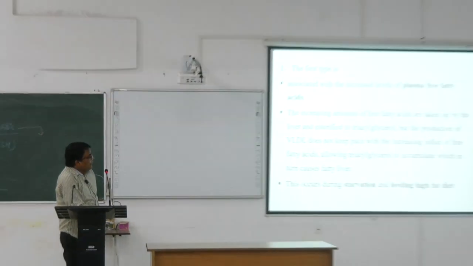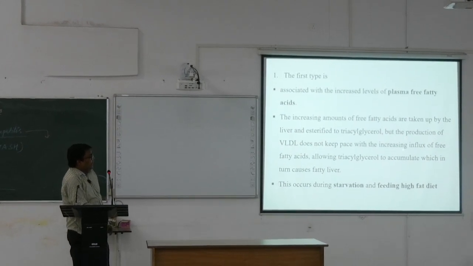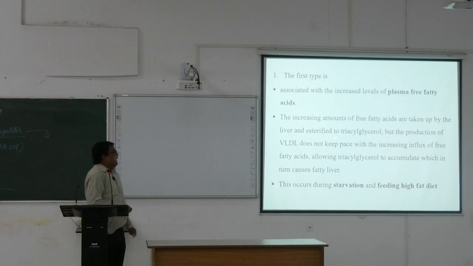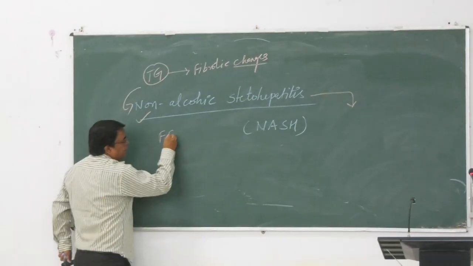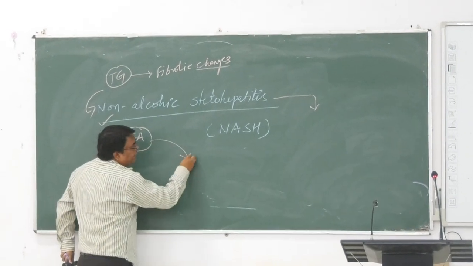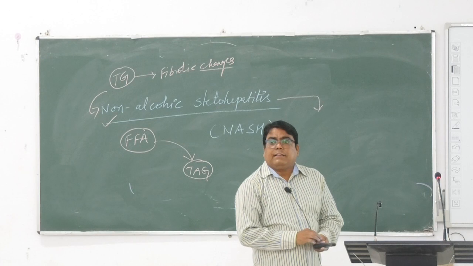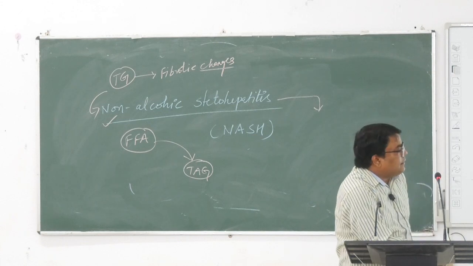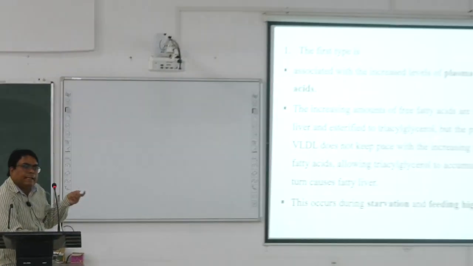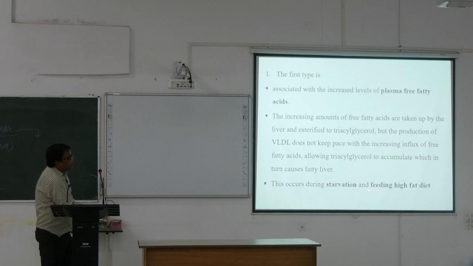They do not metabolize the free fatty acids. Okay? The increased amount of free fatty acids is taken up by the liver and esterified to triacylglycerol, but the production of VLDL does not keep pace with the increased influx of fatty acids, which allows triglyceride to accumulate, which in turn causes fatty liver. So students, understand, in the liver these free fatty acids are converted into, by synthesis, TAG, triacylglycerol. Okay, triacylglycerol. And when this process is blocked, there is accumulation, causing fatty liver. It mainly occurs in starvation and high fat diet.